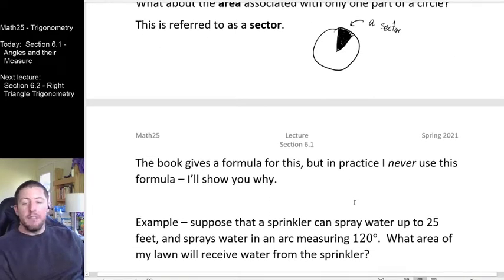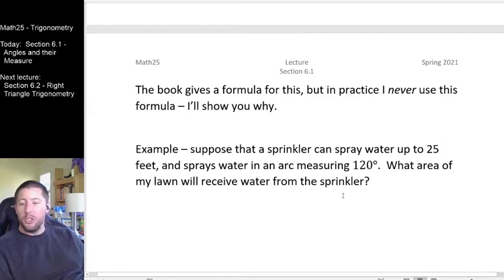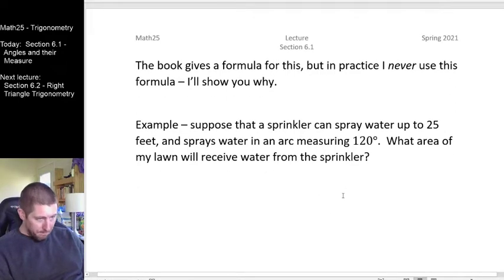So the book gives us a sector area formula. I never use that formula. I always just think about it. I'm going to show you how I do this computation. What I'm doing is exactly equivalent to the formula that the book gives. I just never give students the formula and say use this formula, because it's unnatural, and the way that I think about it is very natural. So let's just do an example, and you'll see exactly what I mean.